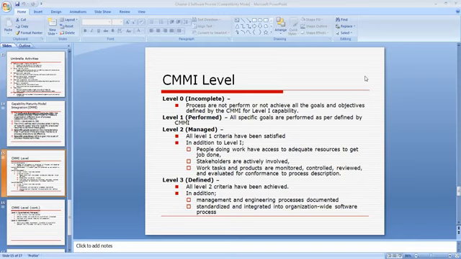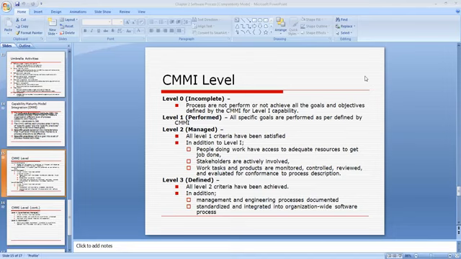Then is level 1, that is the performed level. Level 1 is called the performed level. All specific goals are performed as defined by the CMMI. That is level 1.